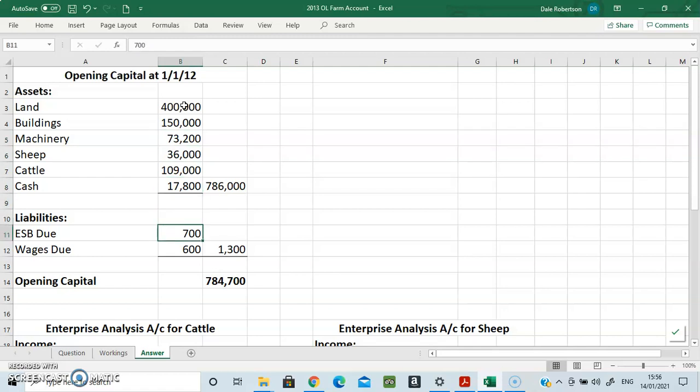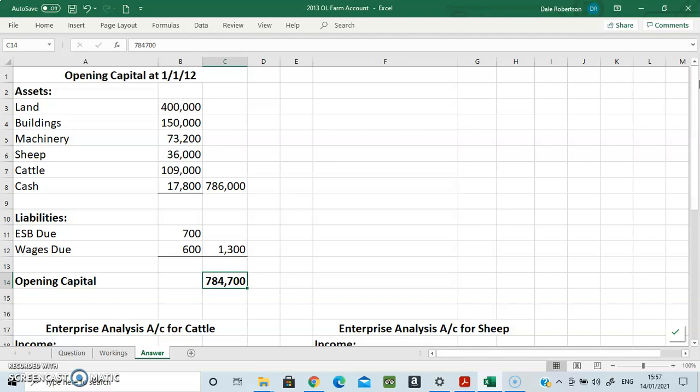Liabilities at the start of the year only. Electricity due of 700, wages due of 600, the total is 1300, and you take this away from this and you get your opening capital, which is 784,700. That is how much the farm was worth on the first day of January.